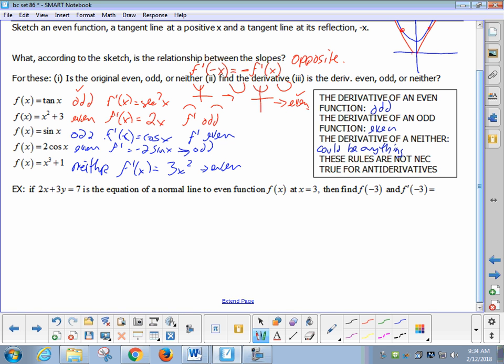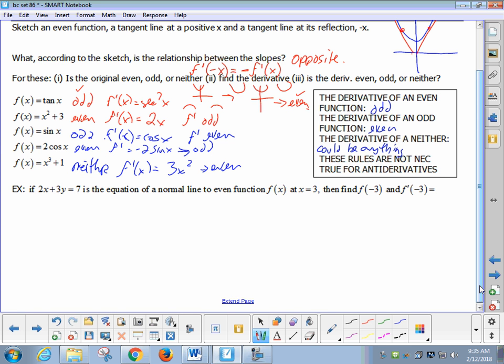It's important that you understand these are rules for derivatives, not antiderivatives. If you think that integrating x squared, for example, which is even, will be odd, that's not necessarily true, because depending on the constant that you get, that could totally ruin the odd symmetry that you would expect. So there's so much gray area with that plus C when you anti-differentiate that you really can't apply these rules backwards. Are you with me?